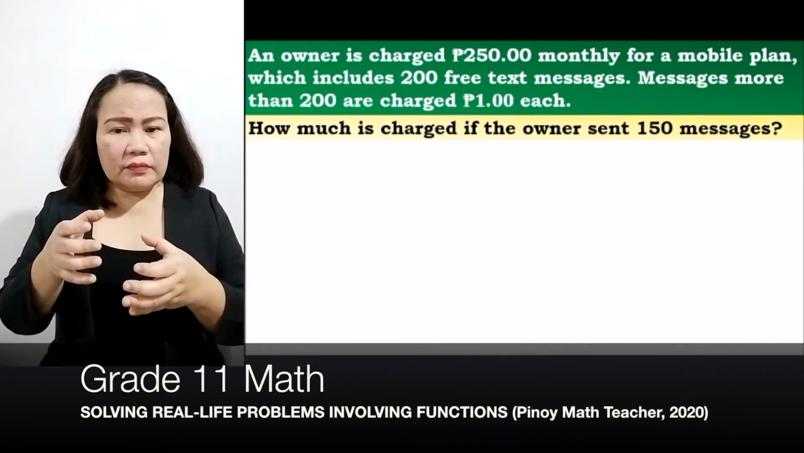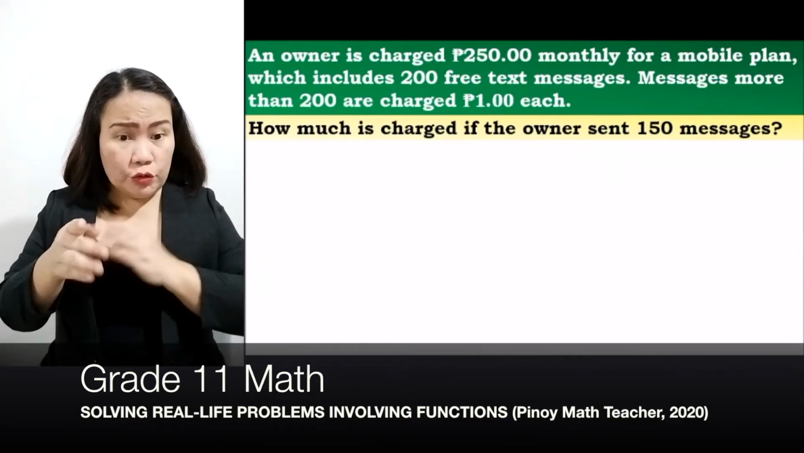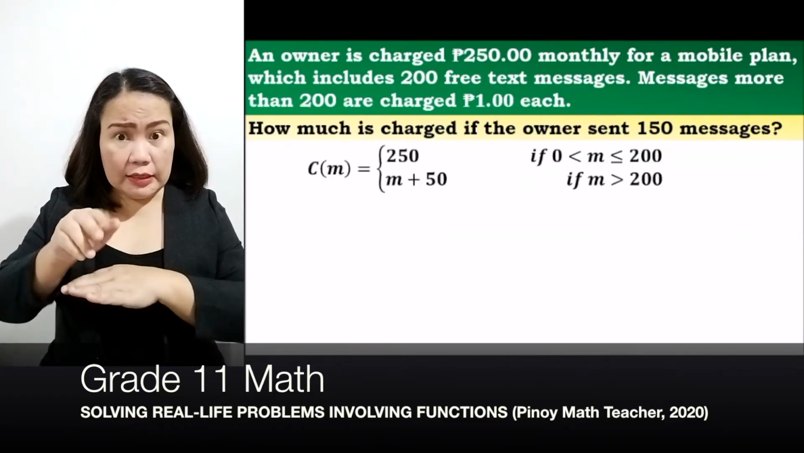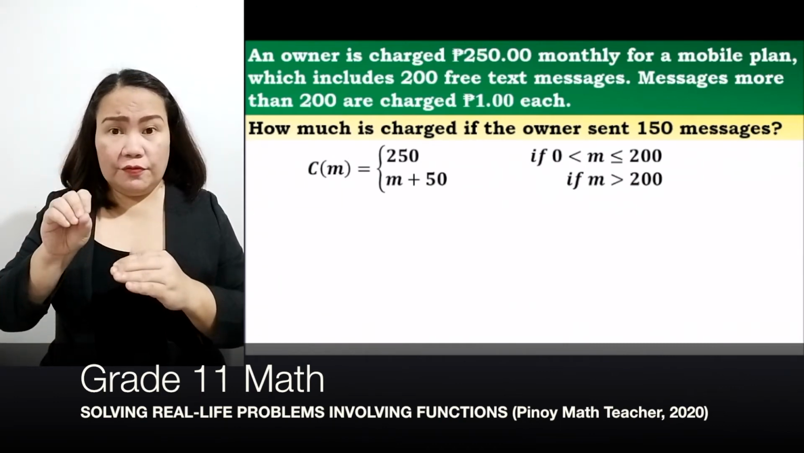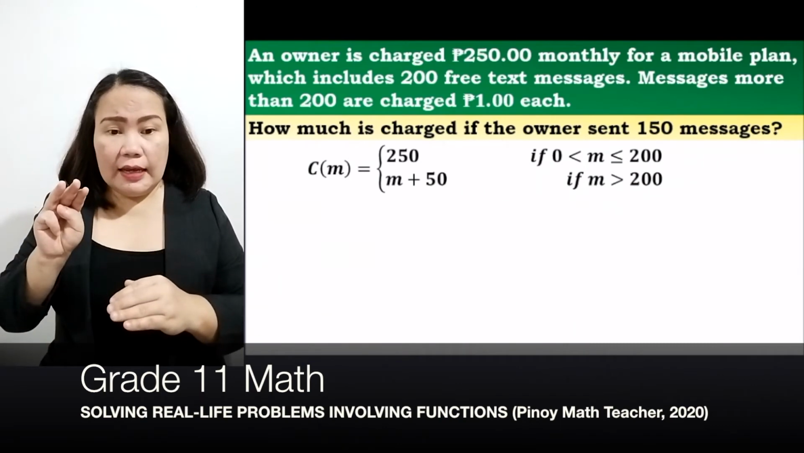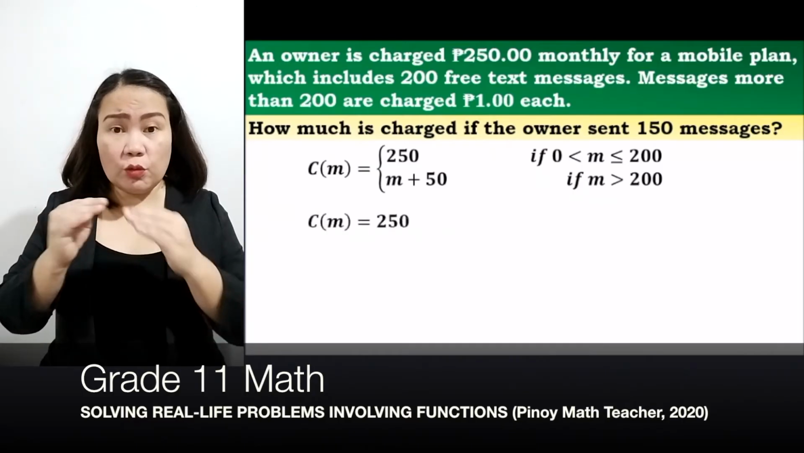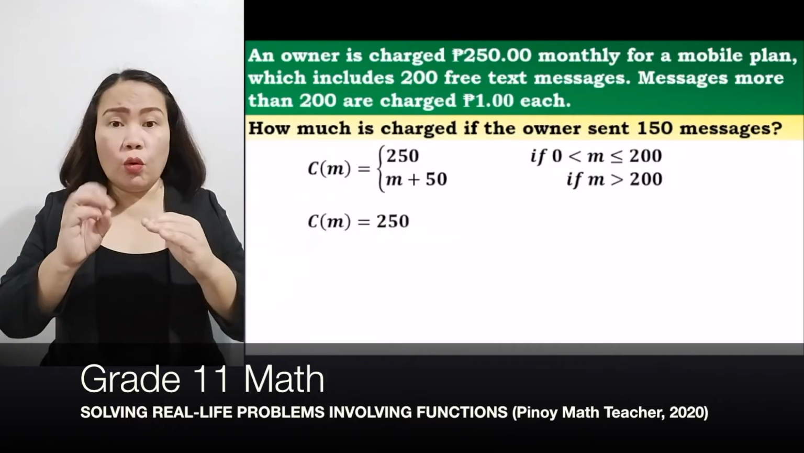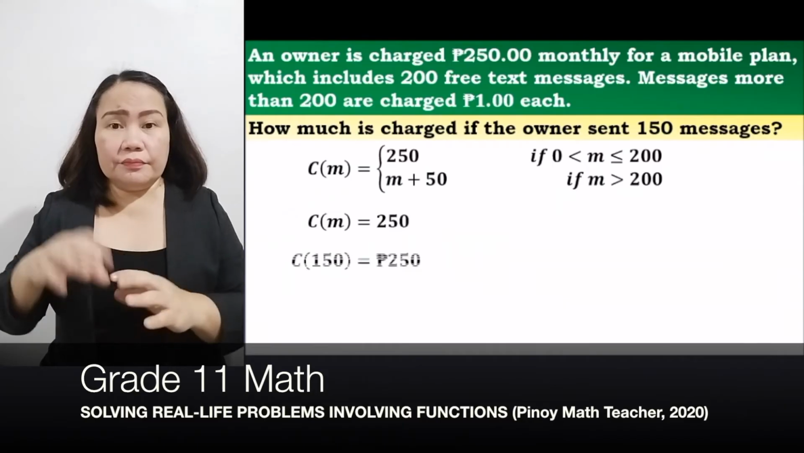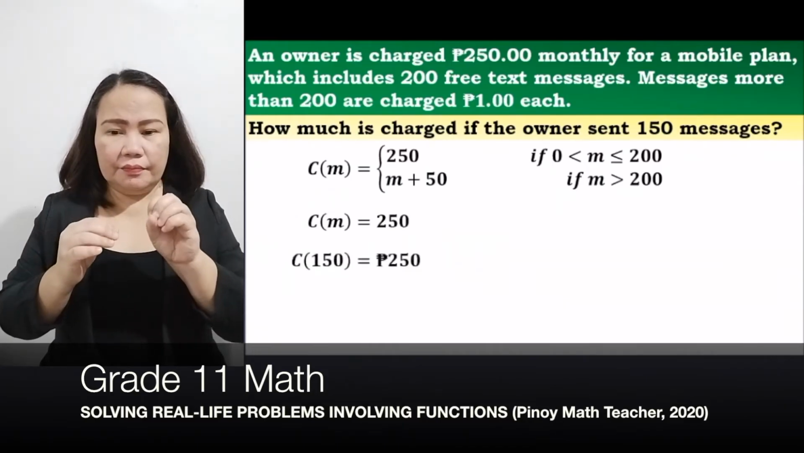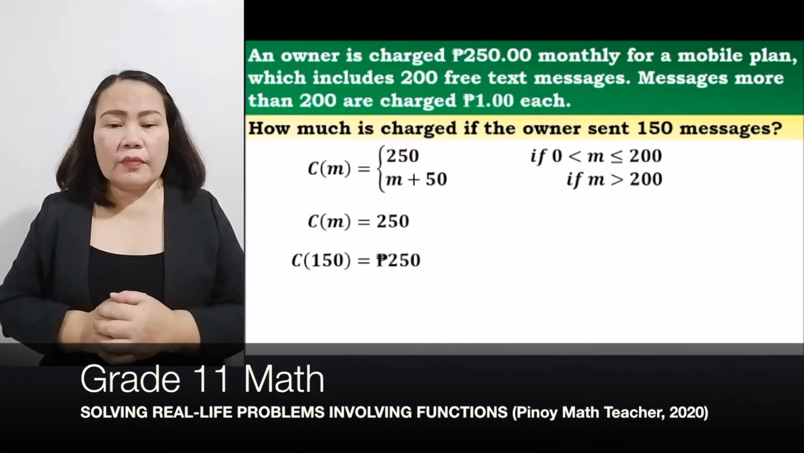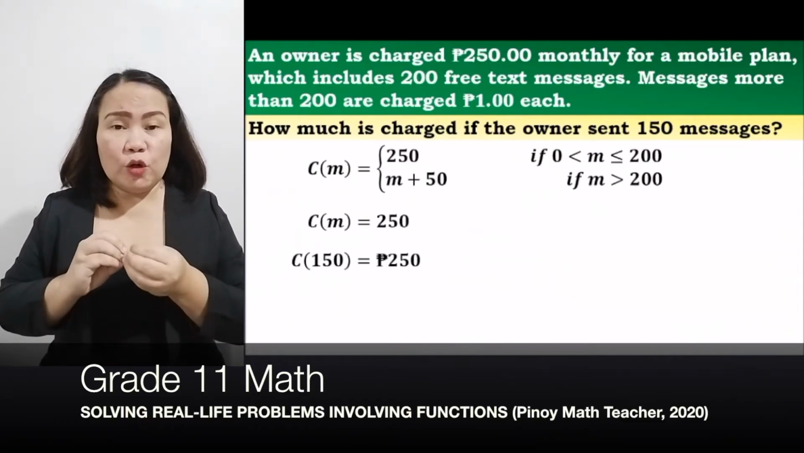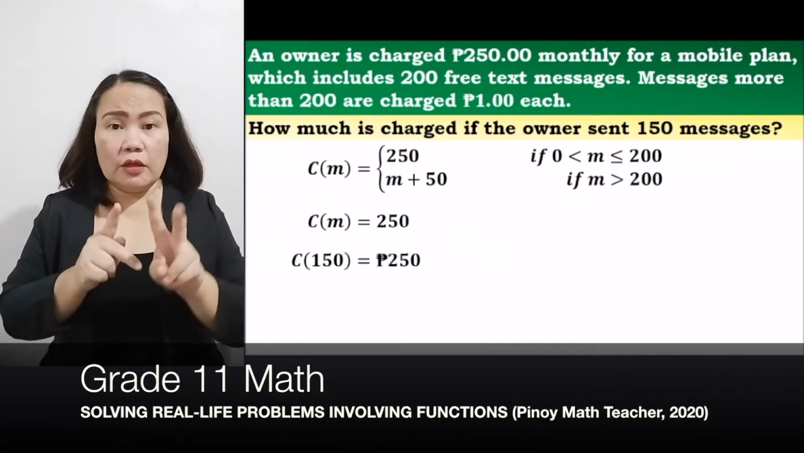How much is charged if the owner sent 150 messages? Okay, M equals 150, and 150 is greater than 0 but less than or equal to 200. So ang gagamitin natin, C of M equals 250. C of 150 is equal to 250 pesos. Ibig sabihin, kung ang number of messages na na-send niya ay 150, ang kanyang babayaran ay 250 pesos pa rin.